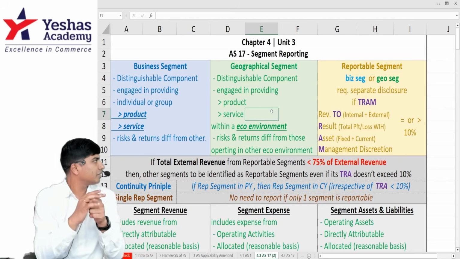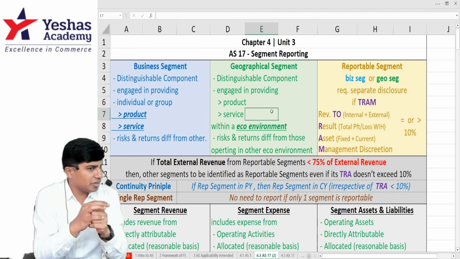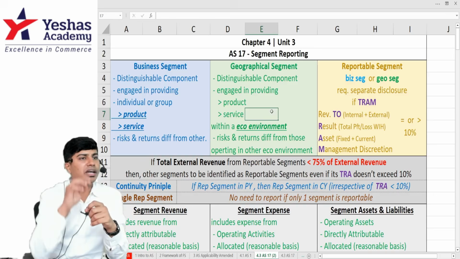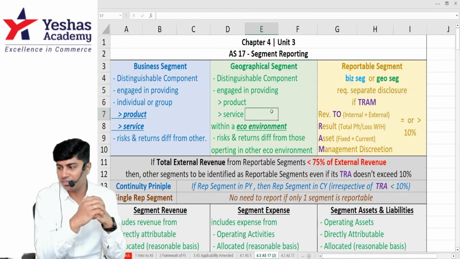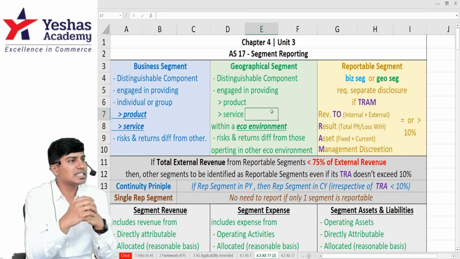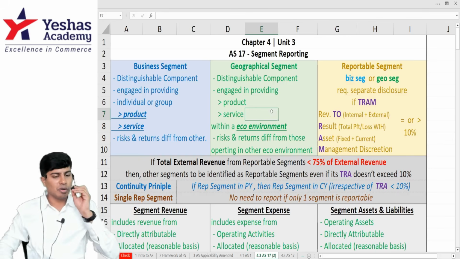Good morning once again, everyone. Welcome back to CA Intermediate Advanced Accounting. We've so far finished chapter 1, which is Introduction to Accounting Standards. We're now doing chapter 4, unit 3, which is Accounting Standard 17, which actually talks about segment reporting. Can we begin? Yes. Come on.